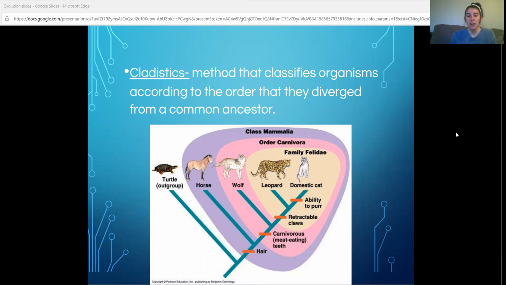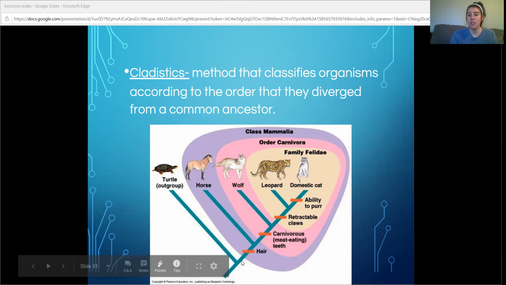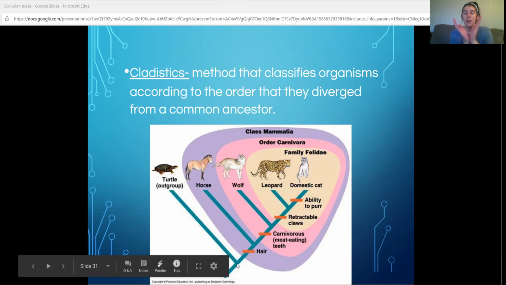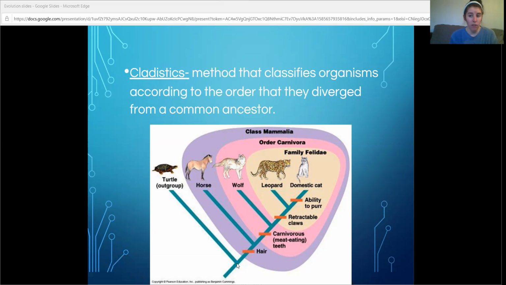So here we see one. This shape down here is stereotypically what they look like, kind of like a V with a bunch of little lines going through the middle of it. So this vocabulary term that we see here, cladistics, is the method that classifies organisms according to the order that they diverged from a common ancestor. What that means is down at the bottom where the V meets, down at the point, that's going to be the common ancestor for all of these organisms.